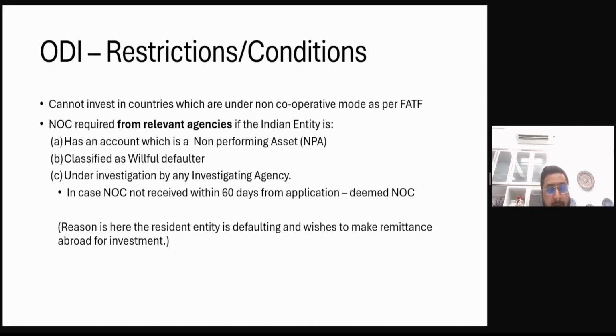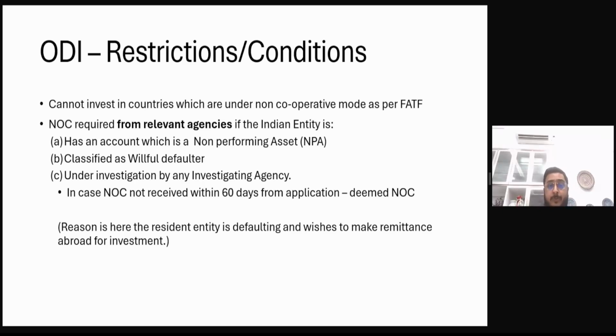He's become an NPA, and he wishes to make an ODI. He cannot repay his own loan, and he wishes to make an ODI. So that should not be permitted unless it is allowed by that respective agency. So an NOC is a must. And again, if we are a statutory auditor, we should ensure this NOC is done.